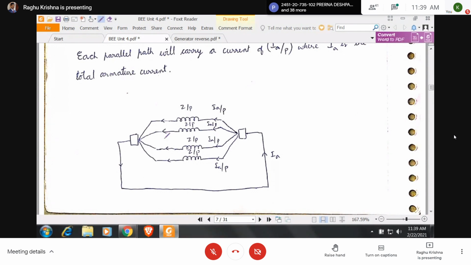So in general, if you have P number of poles, you are going to have P parallel paths.